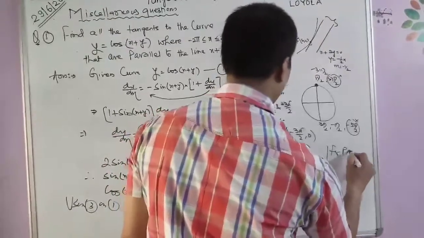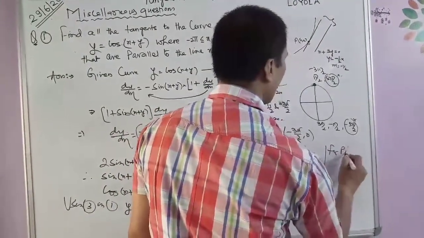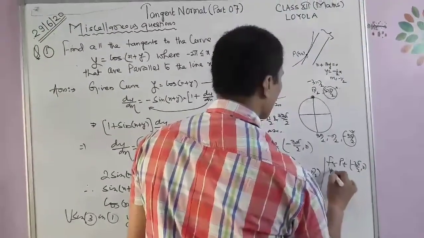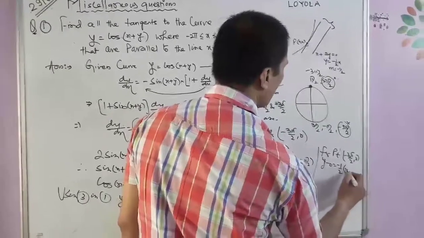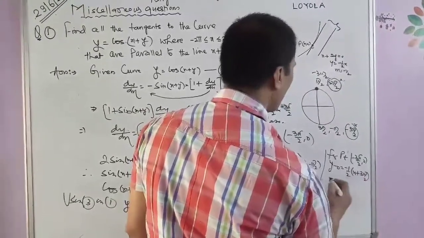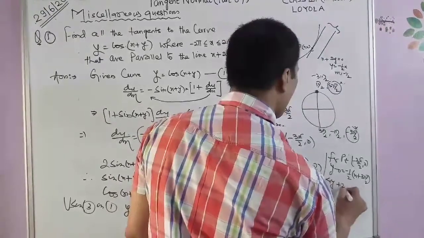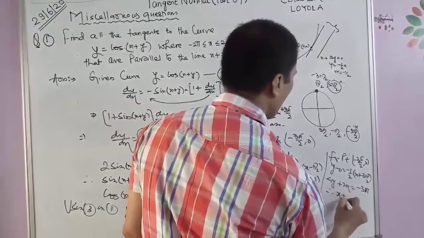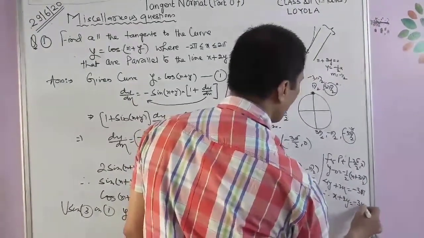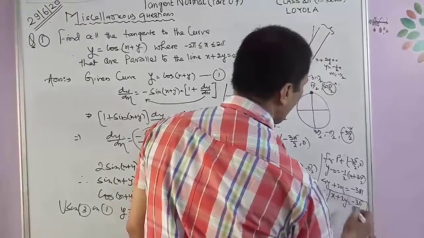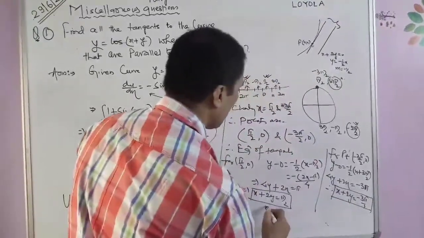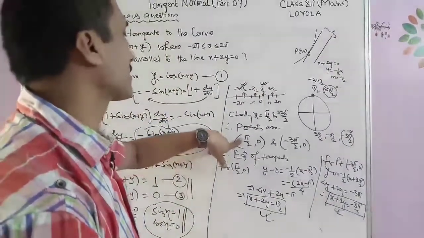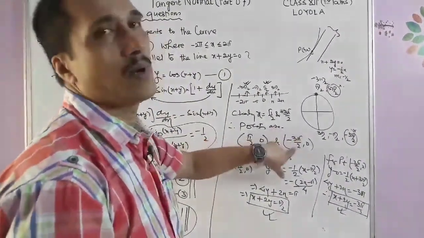For the point (minus 3 pi by 2, 0): y minus y1 equal to m into (x minus x1), that is x plus 3 pi by 2. So 4y plus 2x equal to minus 3 pi. Therefore, x plus 2y equal to minus 3 pi by 2. So two tangents are possible and the corresponding points of contact are (pi by 2, 0) and (minus 3 pi by 2, 0).